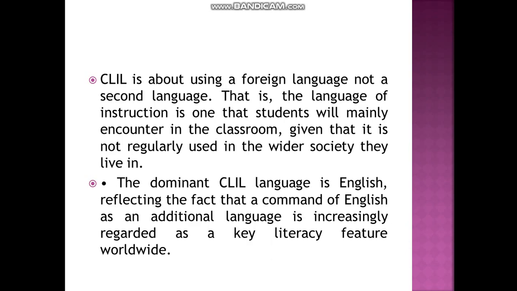CLIL is about using a foreign language, not a second language. That is, the language of instruction is one that students will mainly encounter in the classroom, given that it is not regularly used in the wider society they live in. The dominant CLIL language is English, reflecting the fact that a command of English as an additional language is increasingly regarded as a key literacy feature worldwide.